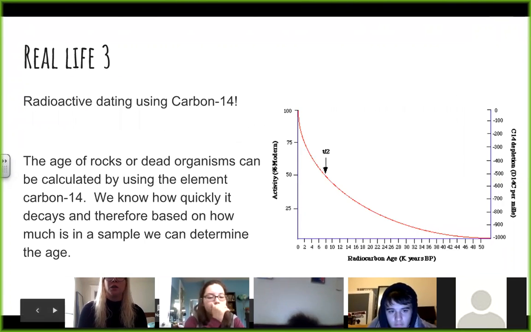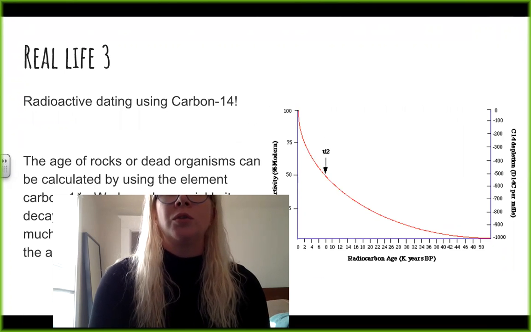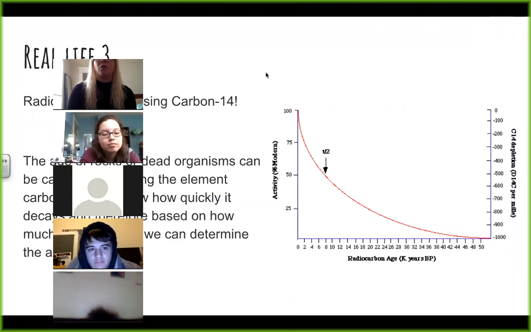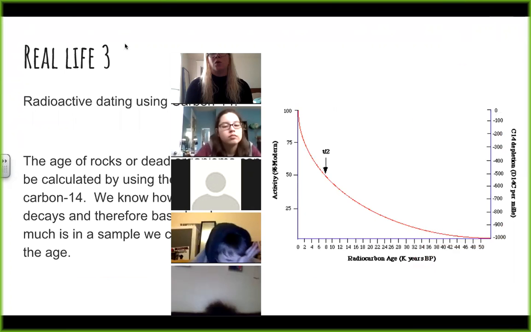Another use, this is probably the most well-known use, is radioactive dating. And you might have learned about this in previous science classes or heard of it before.